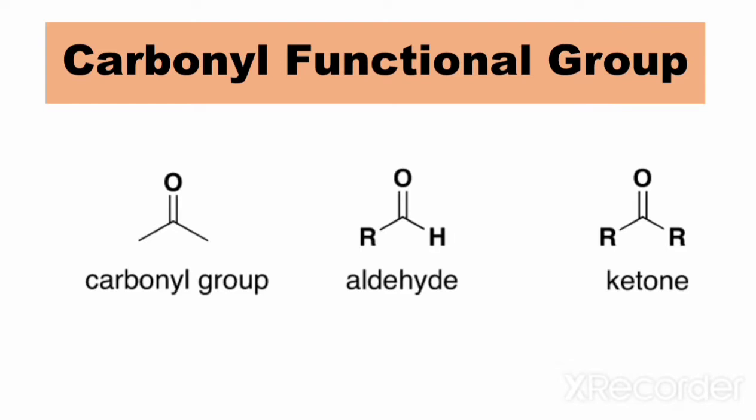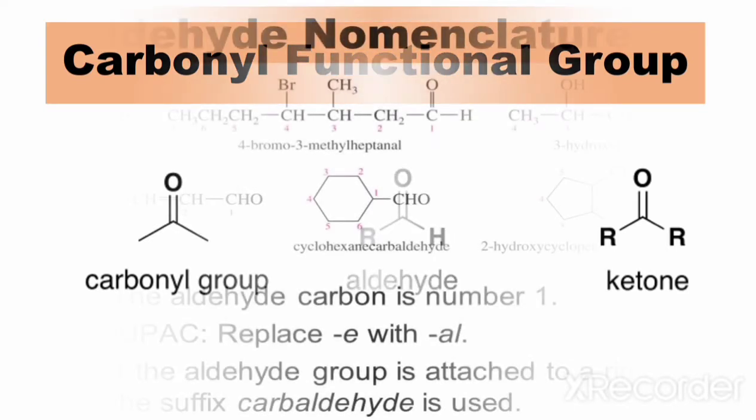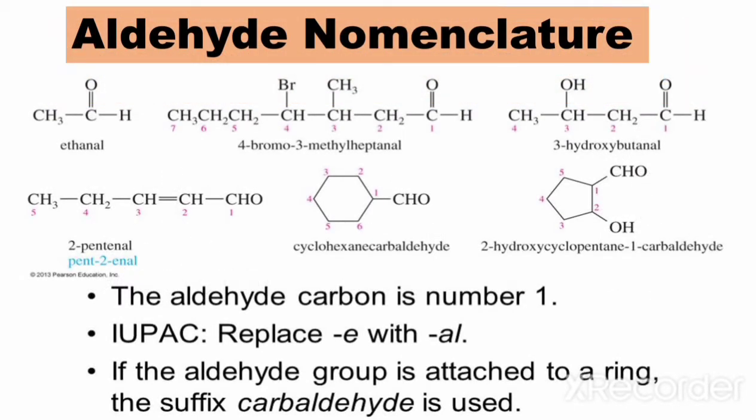As you can see the carbonyl group, when we attach the carbon with hydrogen from one side, it will form an aldehyde group. In the ketone, the carbon that is directly attached with the oxygen is further attached with two R chains or hydrocarbons, so it will form a ketone, and these are all the functional groups and the family of carbonyl group. So the other is the aldehyde nomenclature.